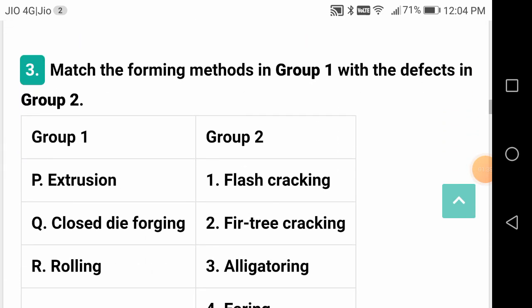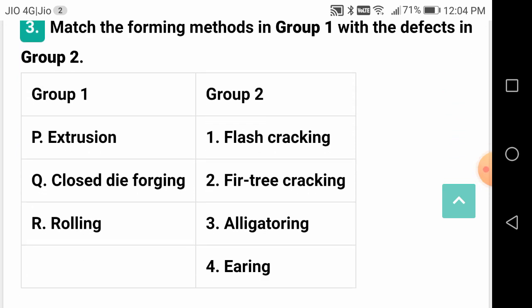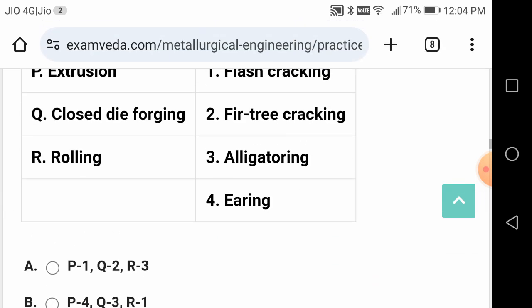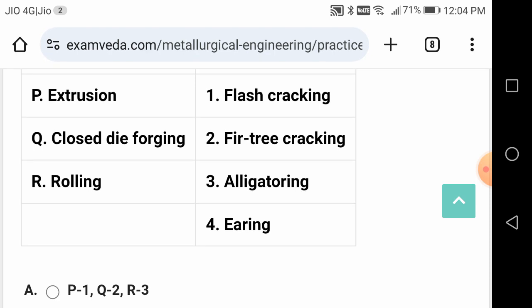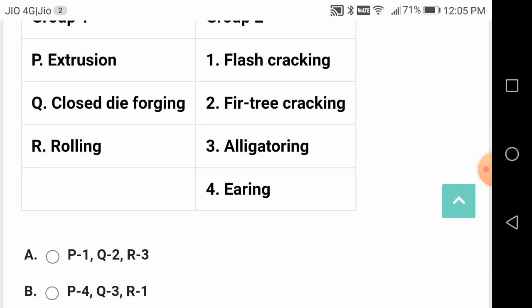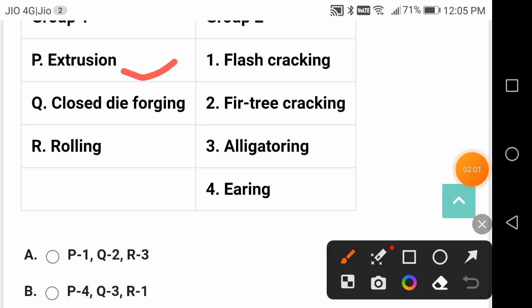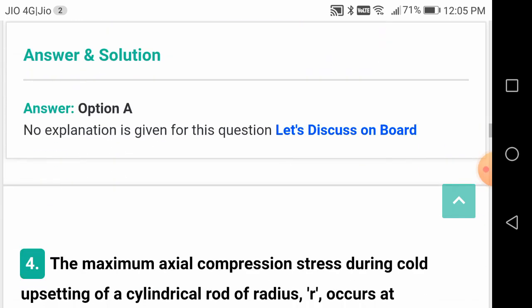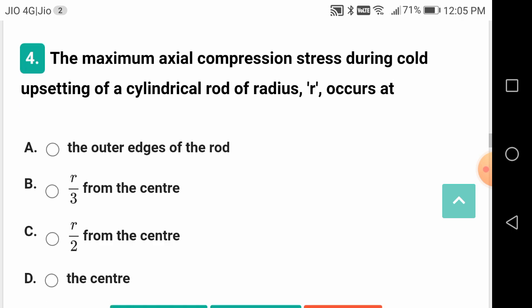Remember that. Match the forming methods in group 1 with the defects in group 2. This is a good question, friends. So we are going to match. A is the correct answer. That means P1 extrusion, flash cracking. Q2 closed die forging, fir tree cracking. R rolling, alligatoring. So these are the defects corresponding to extrusion, closed die forging and rolling. A is the correct answer. Remember them. Normally, we are going to get a question from production process defects. At least one question, either welding defect or casting defect or forging defect or any production process defects. You will get one question.